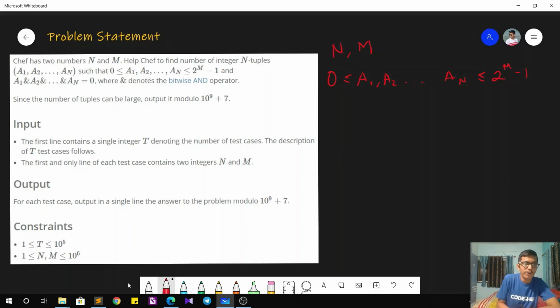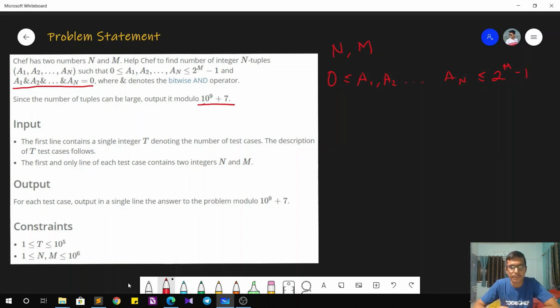So it is given over here that the condition to be satisfied is that the bitwise AND operator, if applied between all these numbers, should result in 0. So we have to find the number of such tuples containing n integers. And since this number can be very large, we have to output the answer modulo 10 to the power 9 plus 7.